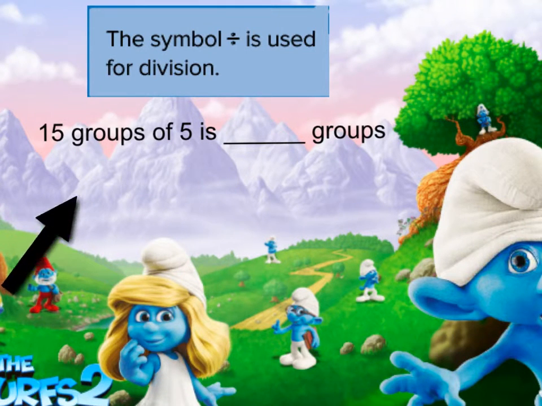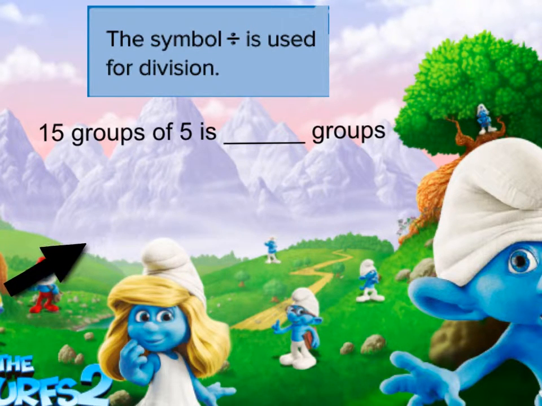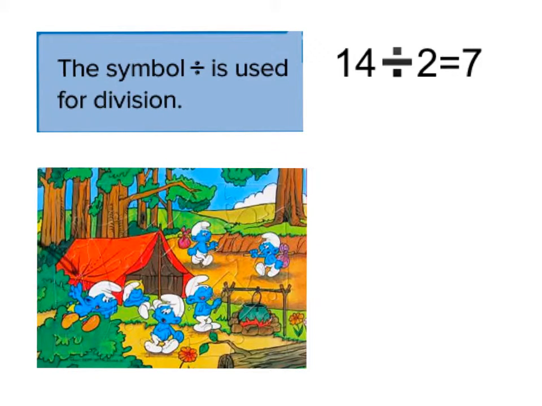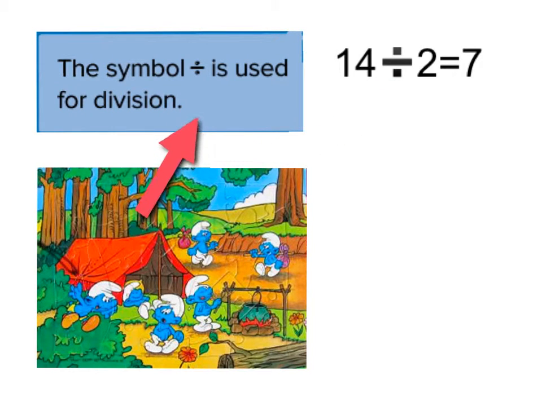This word sentence says 15 groups of 5 is something groups. Now I can also write that as a number sentence, and I say 15, that's the total, divided by the number of people or groups, 5 equals 3. Remember that the division symbol here and here is used to represent sharing or dividing by. So here I have my word number sentence, 14 divided by 2 equals 7.